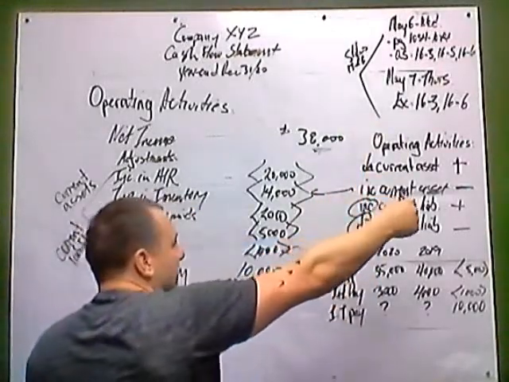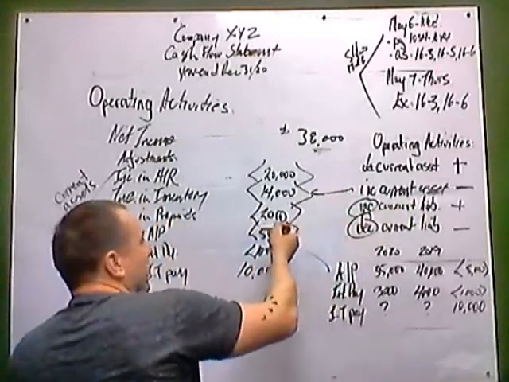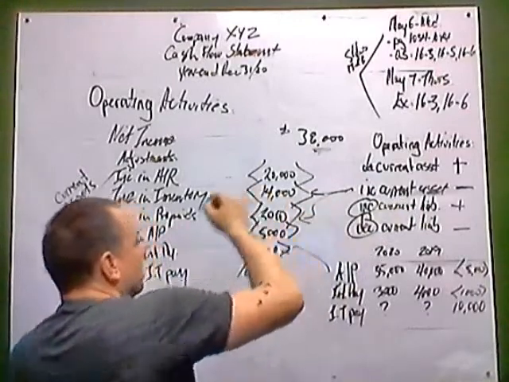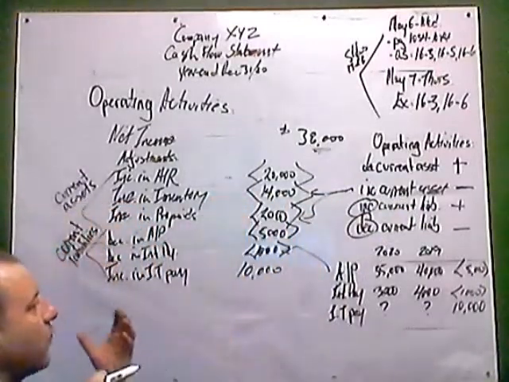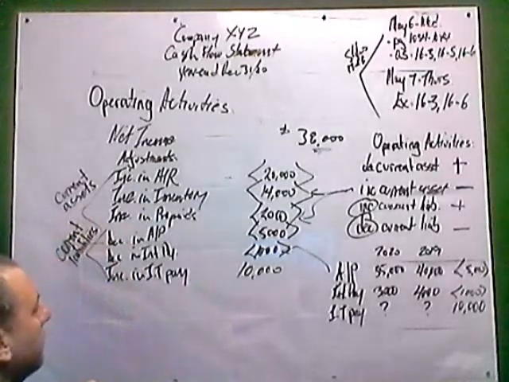Prepaid expenses, we didn't have enough information. We don't know the current balances, but we know the change. So it must have increased over last year, which is why we're subtracting that $2,000 balance from net income.